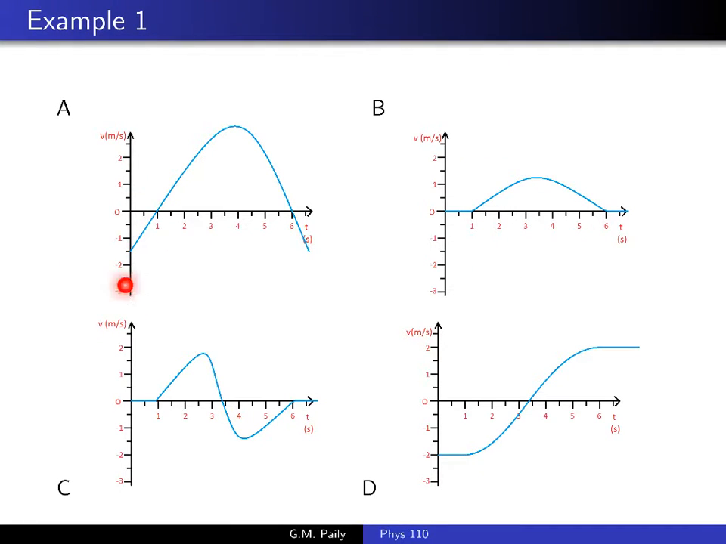We see that this graph starts negative, not 0. This graph starts at 0 and then goes positive, but then goes negative and then goes 0. This one starts negative, but this one is right. It starts at 0, goes positive, and then goes back to 0. So B is the answer.